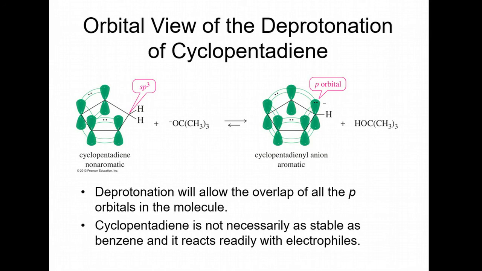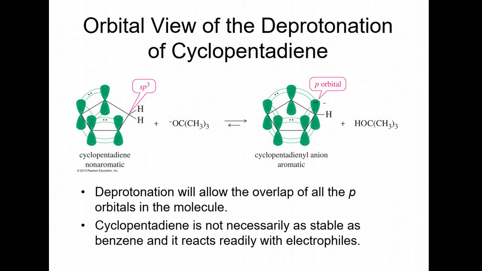The cyclopentadienyl anion is not necessarily as stable as benzene, and it actually reacts as if it has a negative charge. So it's not as stable, and you can probably figure out why. Think about it. Why is it not as stable as benzene? Because it still has a negative charge. Sure, it's aromatic, but it has a negative charge. We talked about how things want to have a neutral charge. If it's not neutral, it's a little bit more unstable than its original state. So it's not as stable as benzene.